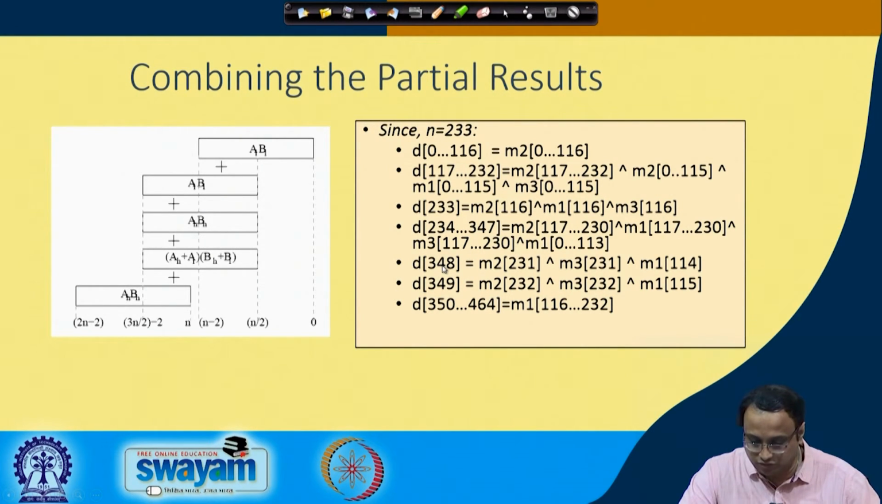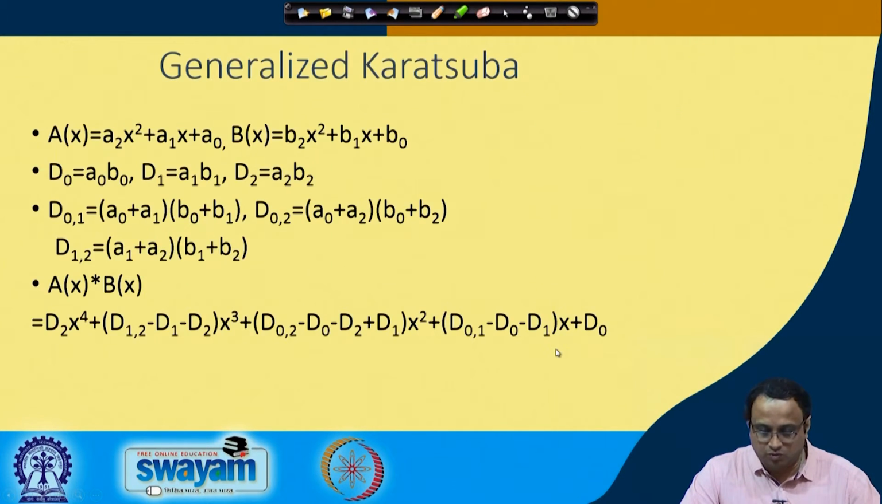And then finally you have got the remaining 348, 349, which is an XOR of 3 bit positions or 3 registers, and finally you have got the higher part which you are just copying. So, this gives you a mechanism of how you can combine the partial results and get the corresponding Karatsuba output. Now we can describe the general Karatsuba.